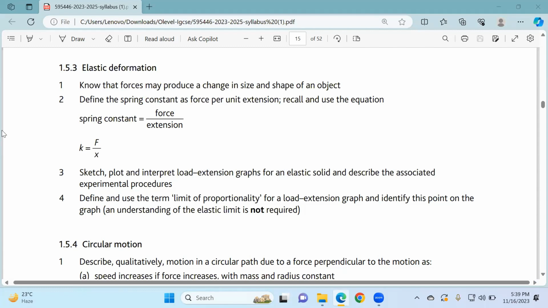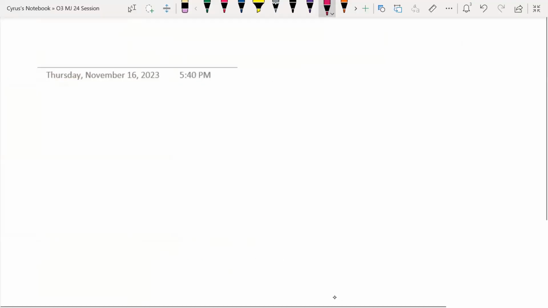Define and use the term limit of proportionality for a load extension graph and identify this point on the graph, and understanding of the elastic limit is not required. And in this, some springs in series and parallel also come in. So let us begin. Okay, so deformation, we call this elastic deformation, right?